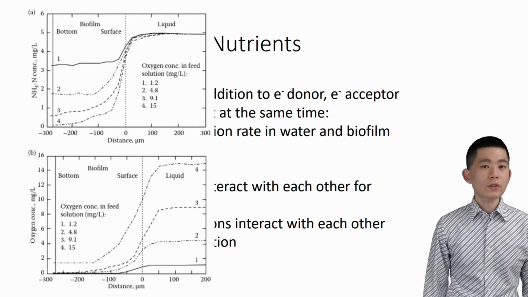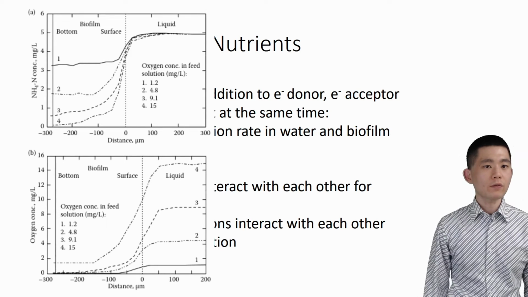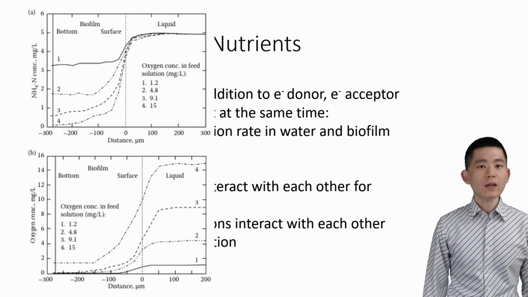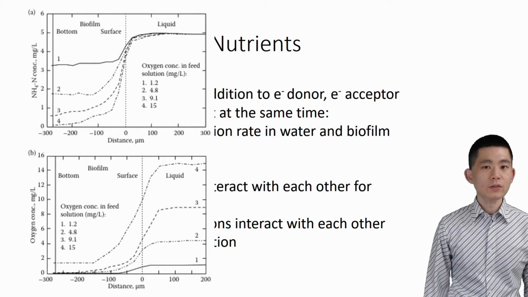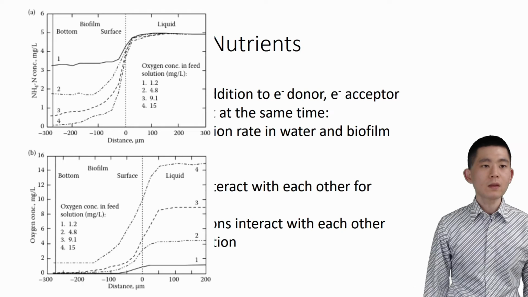This figure shows the concentration profile of ammonia and oxygen in a nitrifying biofilm. At high oxygen concentration, ammonia is depleted in the biofilm while oxygen is not. But as oxygen concentration in the feed solution decreases, oxygen becomes the limiting factor. It is depleted in the biofilm while there is still ammonia at the bottom of the biofilm.